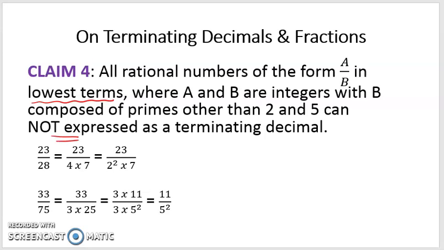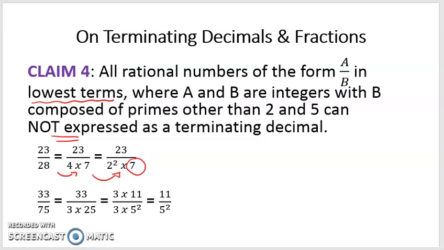So let's take a look. 23 over 28. 28 is 4 times 7, which is 2 squared times 7. I can't reduce it at all. 23 is prime. It's 23 times 1. So that denominator has something other than a 2 or a 5, which means it could not be expressed as a terminating decimal. How about 33 over 75?